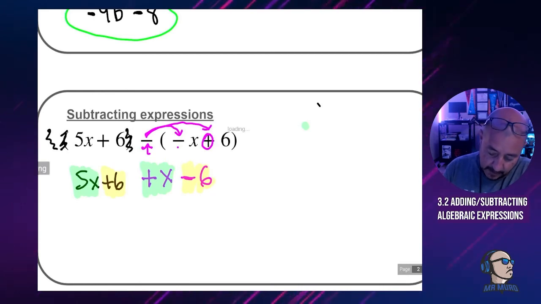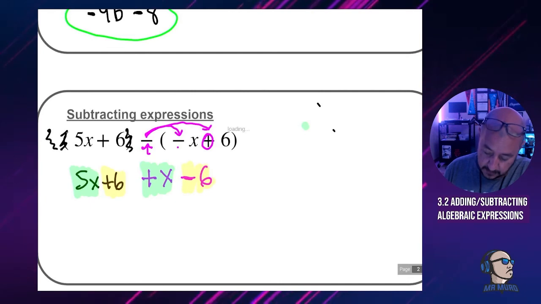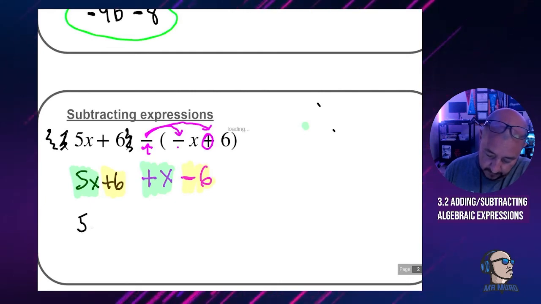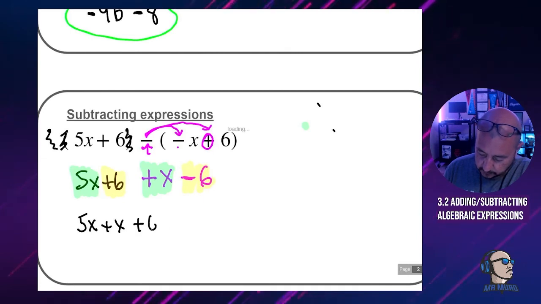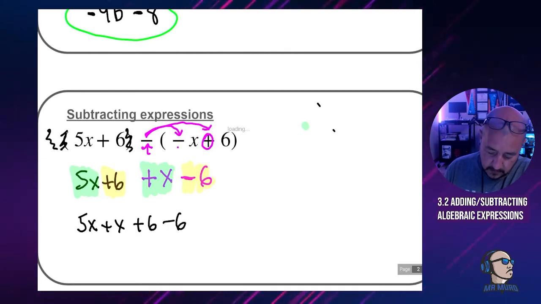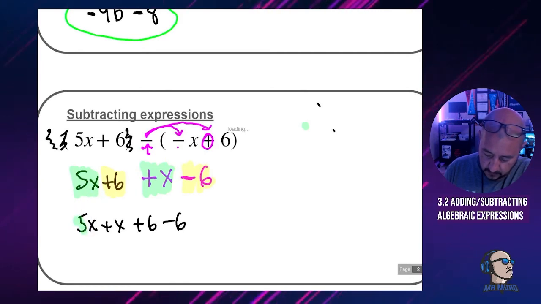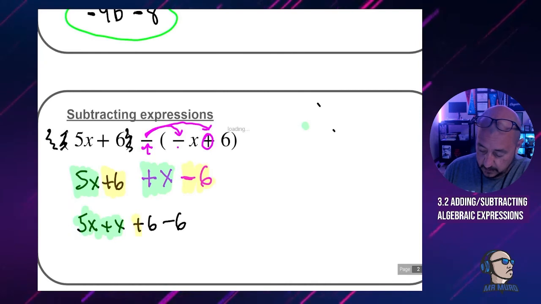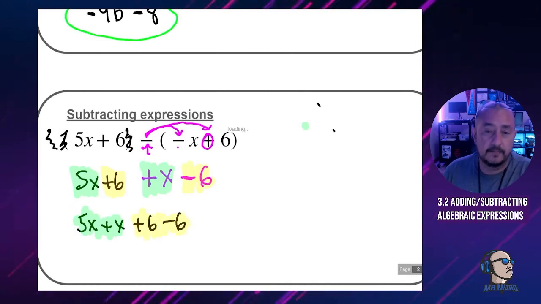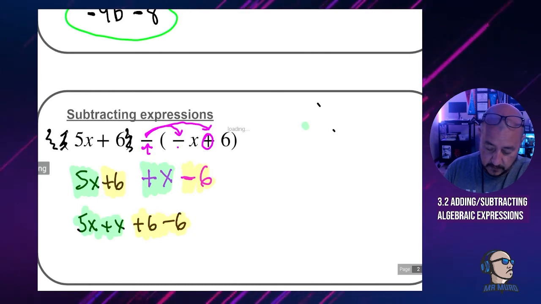So once again, I would highly encourage that you write this or reorder this. So rewrite this and reorder 5x plus x plus 6 minus 6. Okay, and then I'm going to grab my highlighter just so that I know what I'm grouping. So I got 5x plus x, and then I have plus 6 minus 6. Okay, and the last step is we're just going to simplify this.